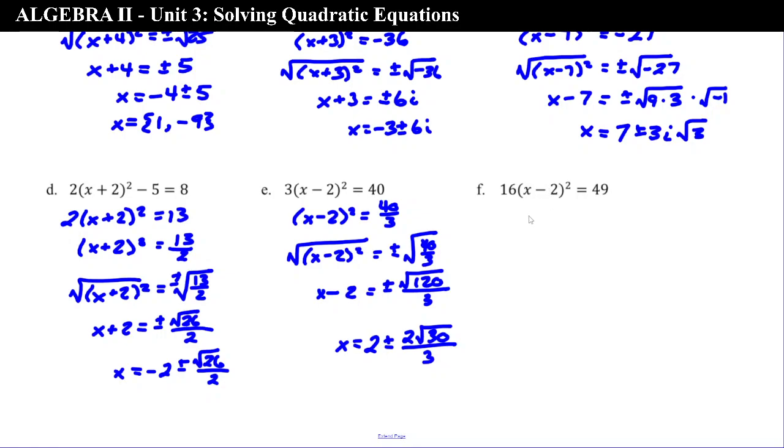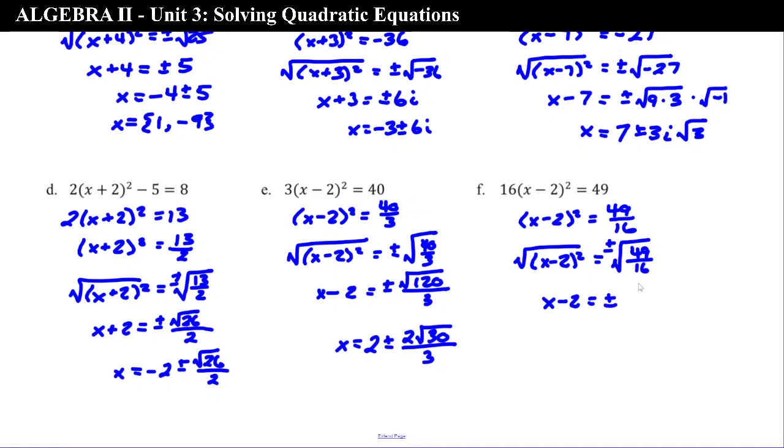All right, for this final example, we've got to divide each side by 16. So we'll start by doing that. 49 over 16. Then we've got to take the square root of each side. So you take the square root of the squared term, and the square root of plus or minus the square root of 49 over 16. So you end up with x minus 2 on one side. On this side, we end up with plus or minus, square root of 49 is 7, square root of 16 is 4. So when you can take the square root, just go ahead and take the square root. No need to rationalize this one.